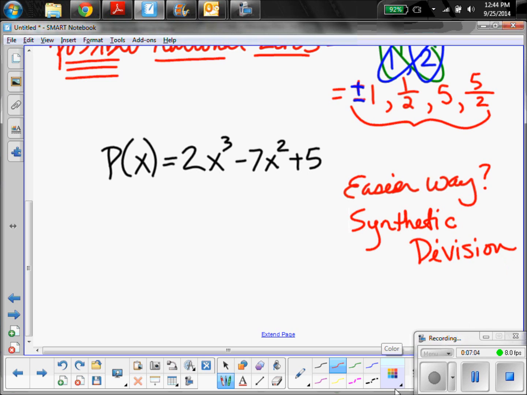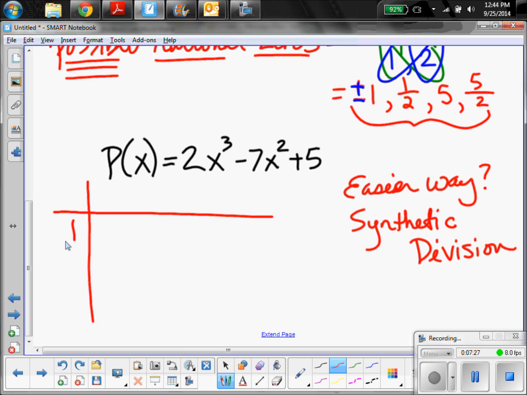Okay, so I'm going to test to see if 1 is a 0. 1 is one of my possible rational zeros. I'm going to do the positive 1, so I'm taking the 1, and I'm going to write it down over here. And with it, I'm testing to see whether 1 is a 0.